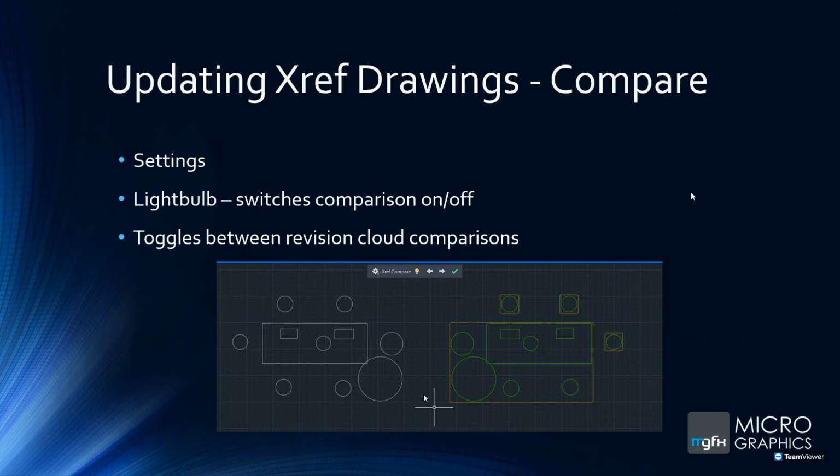Now, if you've got a very, very large drawing, this is very useful because we'll actually jump to the different revisions and you can see what has been changed. So what has changed in the Xref and how is that going to affect me while I'm doing my drawing?